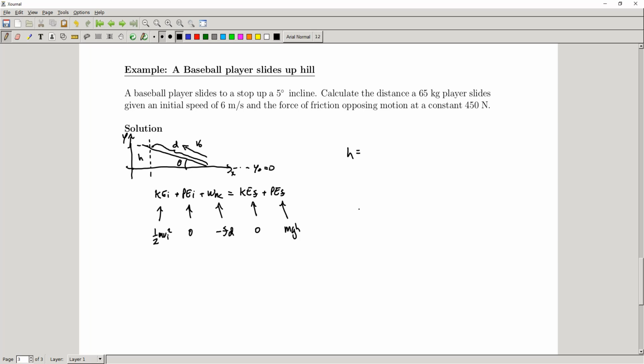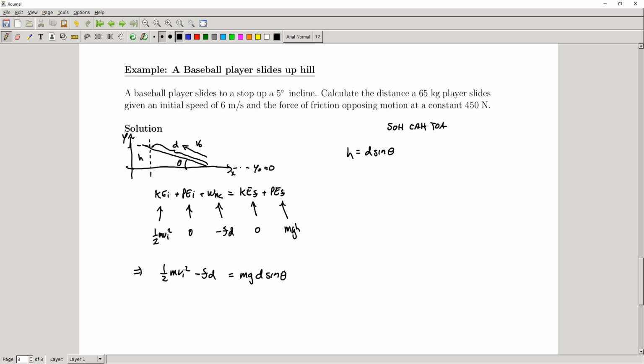We can easily see that h, if we just think about our mnemonic for remembering all the trig functions, is just going to be d sine theta, right? Okay, so if h is d sine theta, then we can clean this equation up already. This is going to tell us that 1/2 m v initial squared minus f d is equal to m g d sine theta, right?